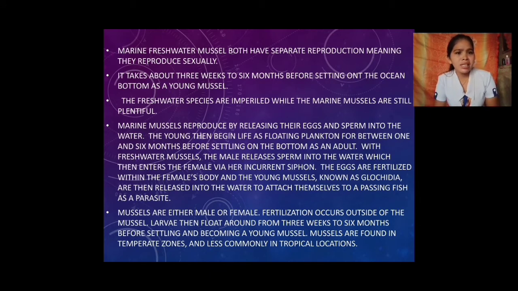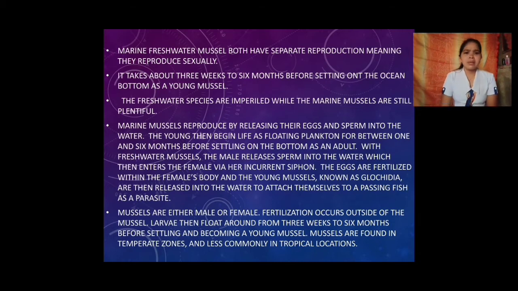With freshwater mussels, the male releases sperm into the water, which then enters the female via her incurrent siphon. The eggs are fertilized within the female's body, and the young mussels, known as glochidia, are then released into the water to attach themselves to a passing fish as parasites.